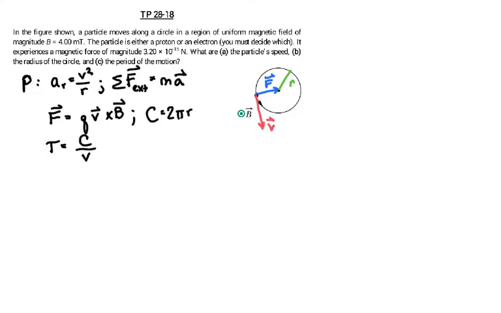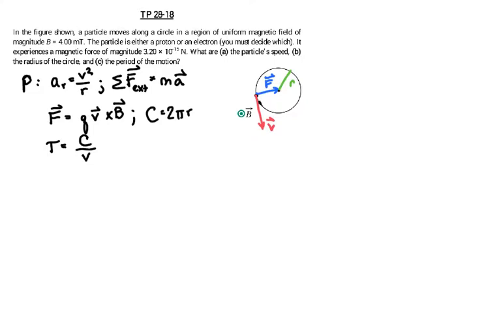Alright, next I figured that we would probably need Newton's second law, so I wrote out Newton's second law. Next we talked about how we have a uniform magnetic field, we have a charged particle with a velocity, so we have our Lorentz force. And lastly, for part C, we need to know the period of the motion.